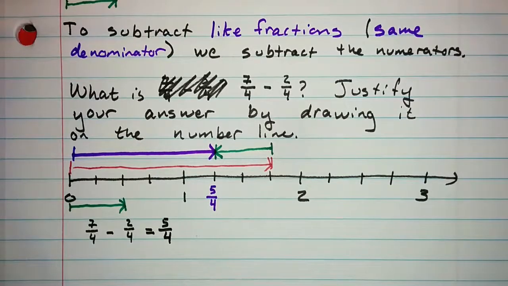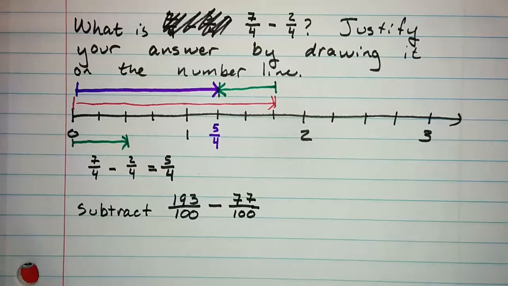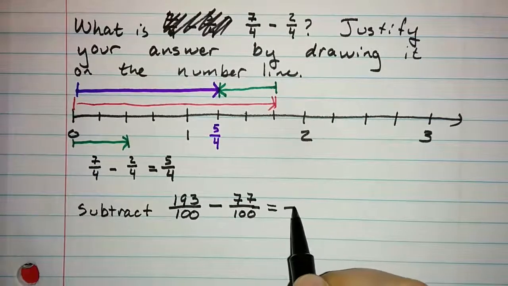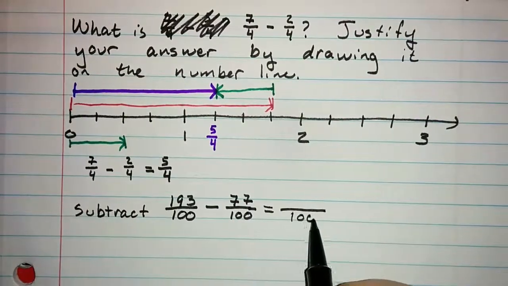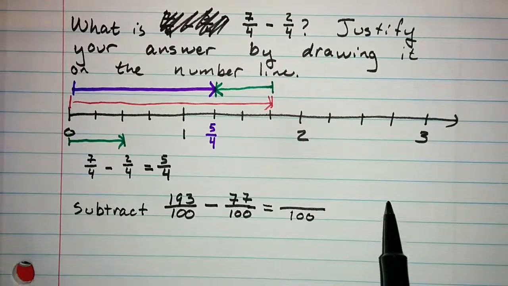Now I'm going to have you try one of these that we don't really want to draw on the number line. Subtract 193/100 minus 77/100. Pause the video and try this now. Well, my difference is going to be some number of 100ths. How many?